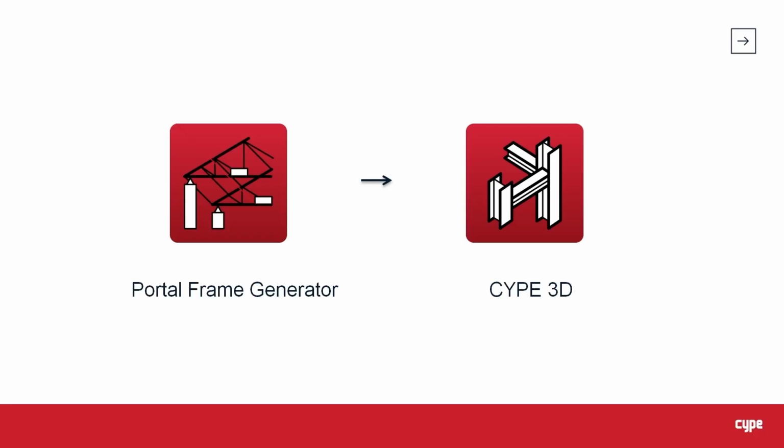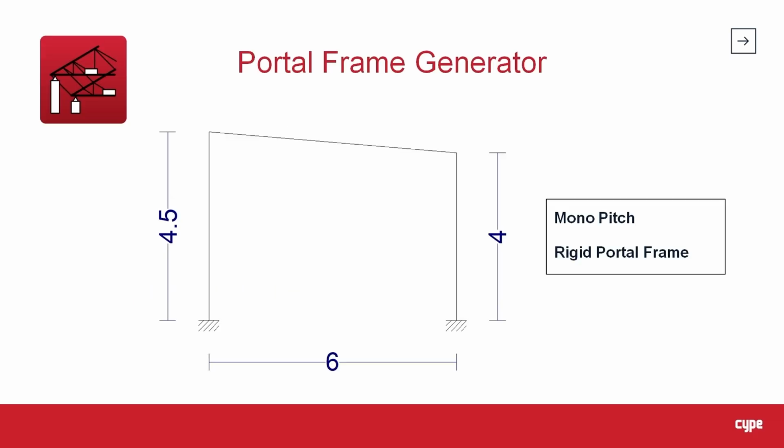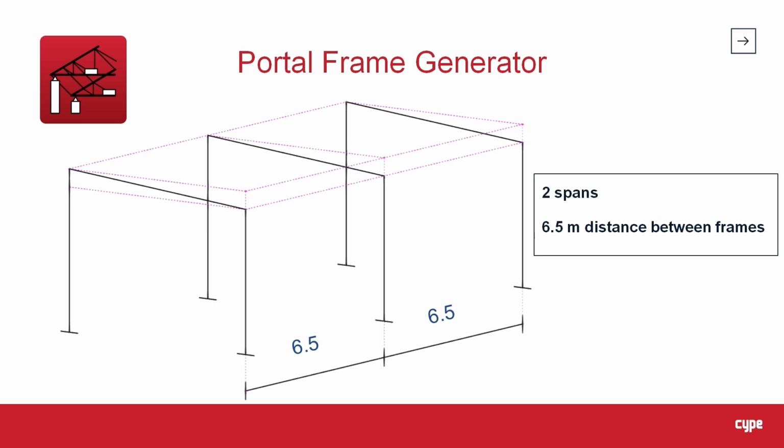Let's begin our pergola at Portal Frame Generator. Portal Frame Generator is a wizard for CYPE 3D. It's going to help us start our geometry by generating a monopitch rigid portal frame. It is going to have two spans with a 6.5 meter distance between frames.